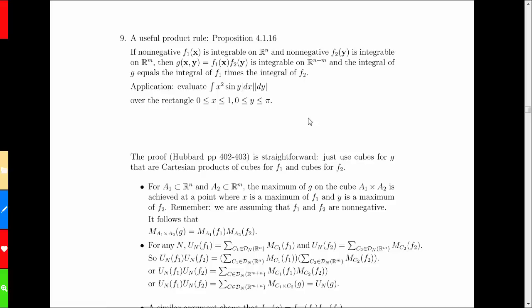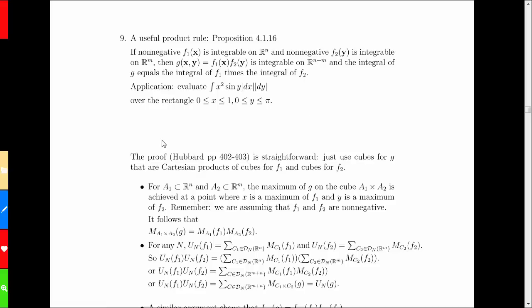This result concerns a very special type of function. It's a function g of x and y that happens to be the product of a function of x, f1, and a function of y, f2. It's amazing, though, how many of the integrals that you have to evaluate actually turn out to be a sum of functions of this form. Let me start with an example and then show you how to do the proof.